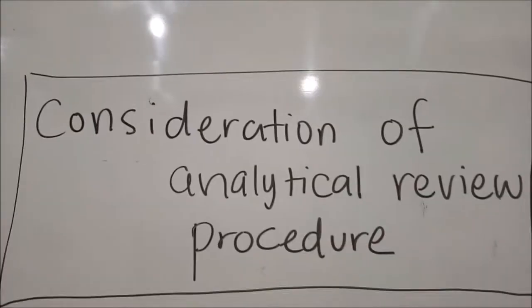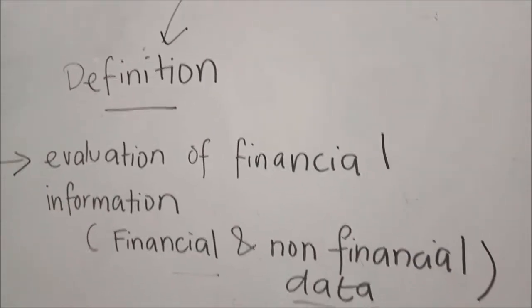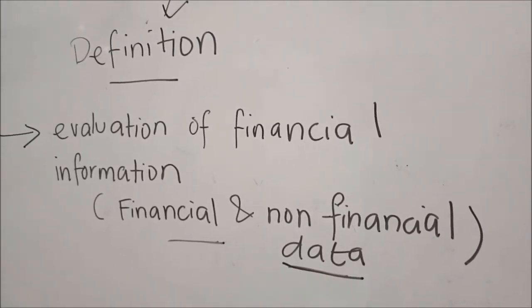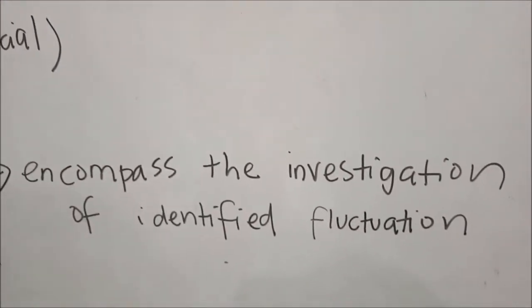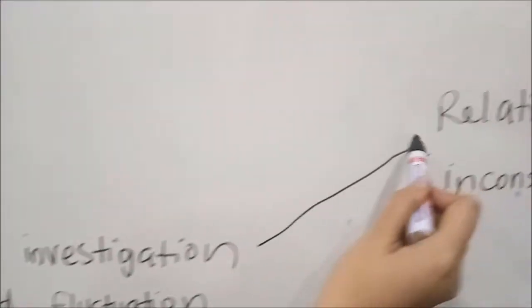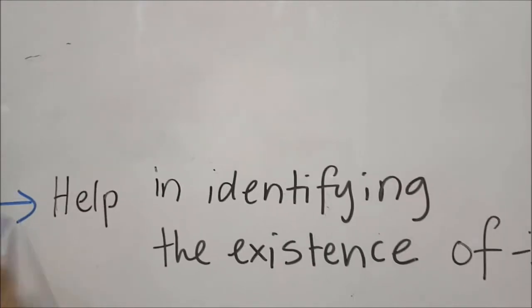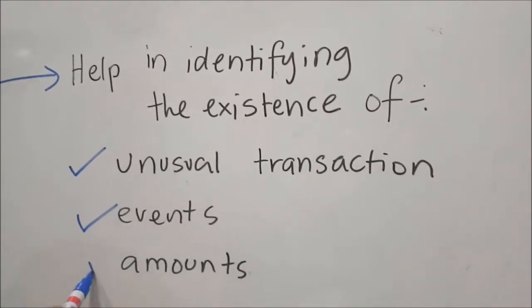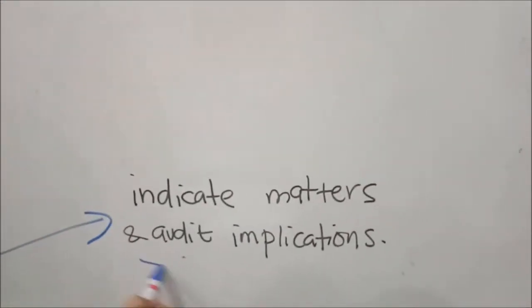Consideration of analytical review procedure. Analytical procedure means evaluations of financial information made by a study of plausible relationships among both financial and non-financial data. Analytical procedure also encompasses the investigation of identified fluctuations and relationships that are inconsistent with other relevant information or deviate from predicted amounts. It may be helpful in identifying the existence of unusual transactions or events, and amounts, ratios, and trends that might indicate matters that have financial statement and audit implications.